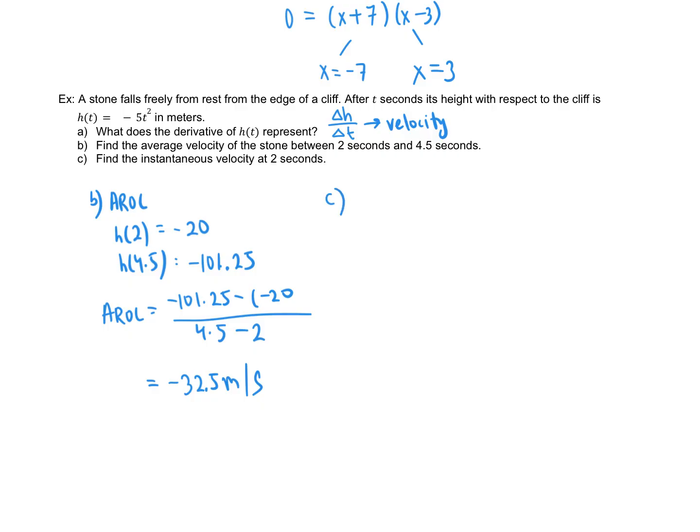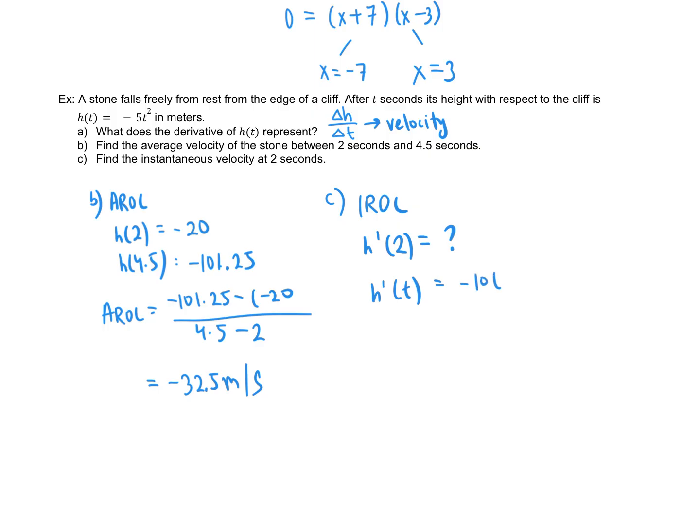C, we're being asked for the instantaneous velocity at 2 seconds. That means we're looking for our IROC. Now, in the past, we did this with first principles, or in advanced functions, we found a point very close to the right and to the left, but now we have our quick derivative shortcuts. So if I'm asked for the instantaneous velocity, I'm just being asked for the derivative of the height at 2 seconds. So let's find the derivative.